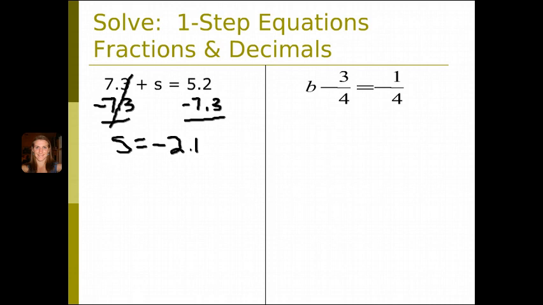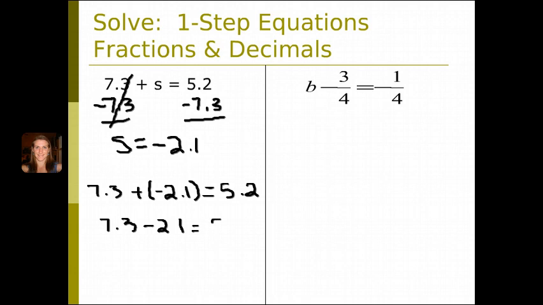To test the work, you just plug it back in. 7.3 plus negative 2.1 equals 5.2. 7.3 plus negative 2.1 can be rewritten as 7.3 minus 2.1, which equals 5.2. 5.2 equals 5.2, and our work checks.